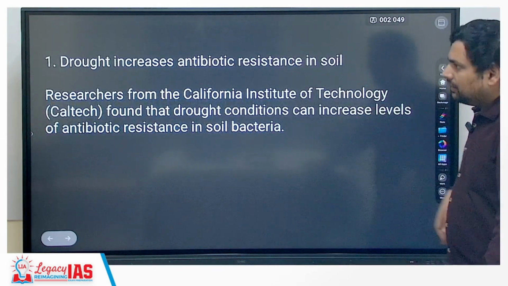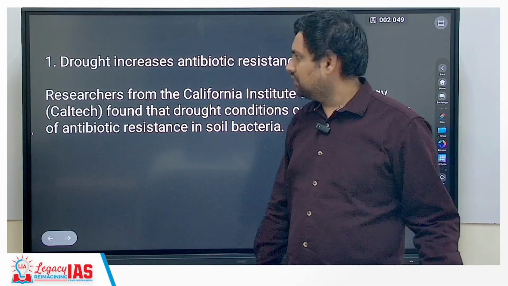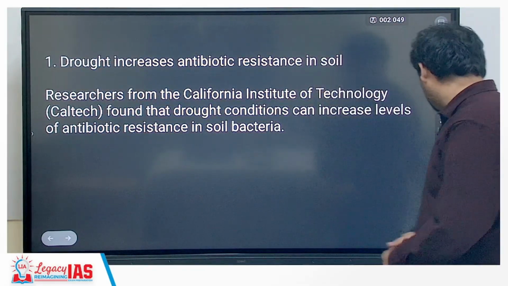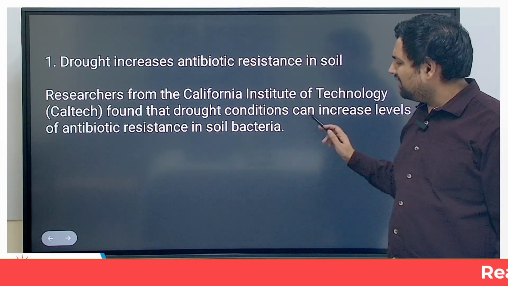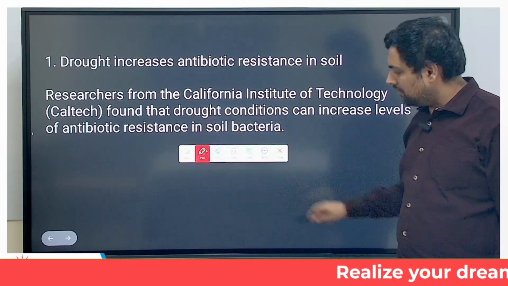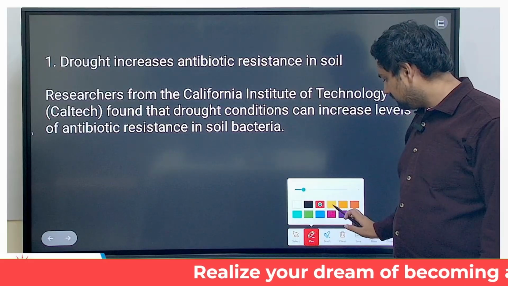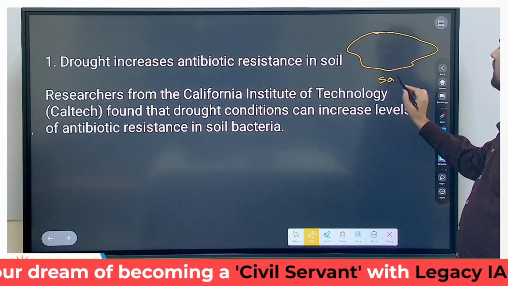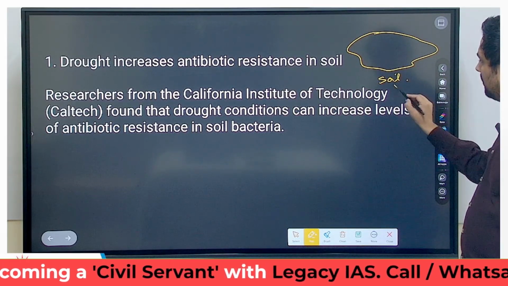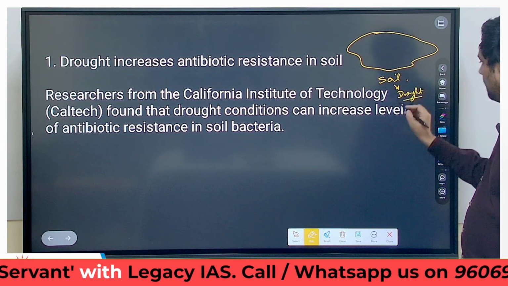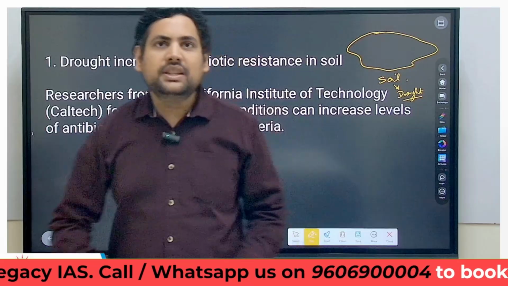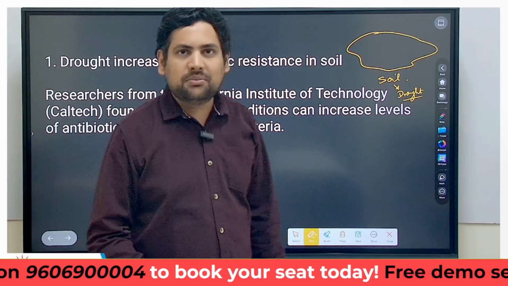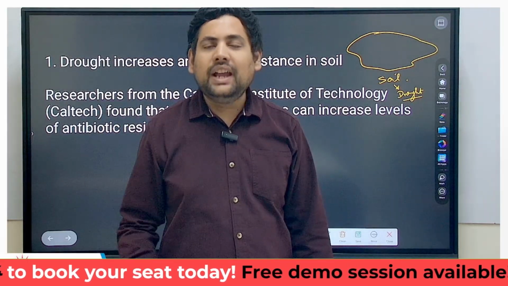Now first thing, what has come out in the research? So drought increases antibiotic resistance in soil. Now how it works, see, very simple. I will give you an understanding, then all the other things become factual. Let's see what happens if this is soil. Okay, now if the soil is going through drought conditions, it has been observed that soil already has some antibiotic elements to it, correct?